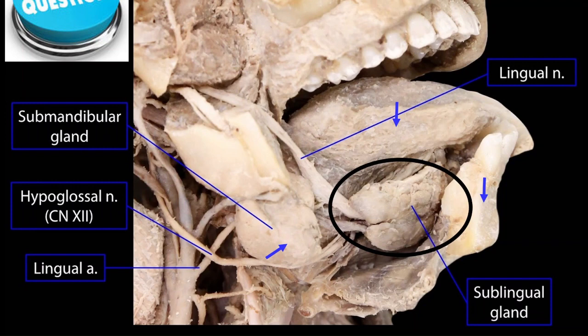And you know what this structure is? It is the submandibular salivary gland, the deep part, and this is a nerve coming from the infratemporal fossa, so this is going to be the lingual nerve.